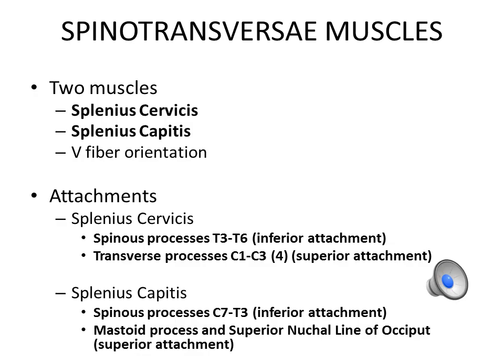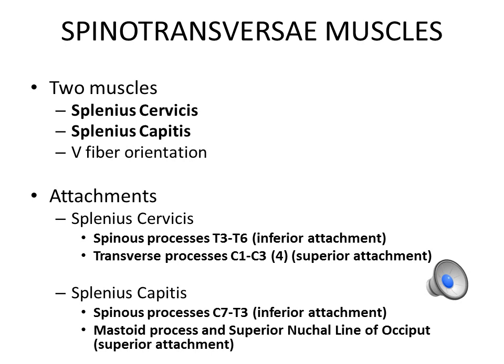The spinotransversae muscles are divided into 2 muscles, the splenius cervicis and the splenius capitis. As the name indicates, these muscle attachments will be from the spinous process inferiorly to a transverse process superiorly. This forms that V fiber orientation, which indicates that these muscles will do rotation to the same side in the vertebral column.